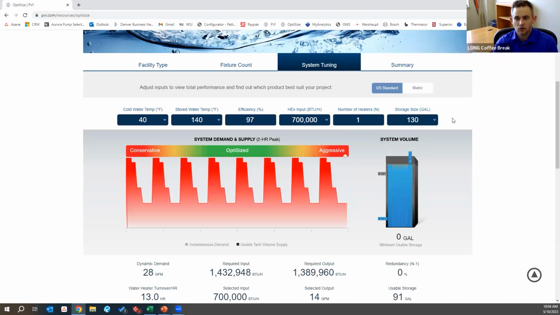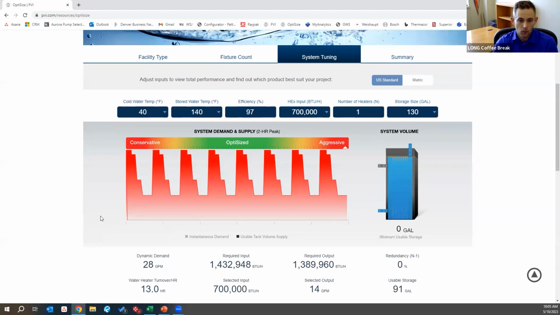That has a standard storage size of 130 gallons. I'm going to go down here to my system demand and supply graphical representation. And this is kind of nice because it's a graphical representation. It's saying, wait, that's going to be way too aggressive for our demand. We're showing 700,000 BTUs. We're going to need a lot more water heater than that.